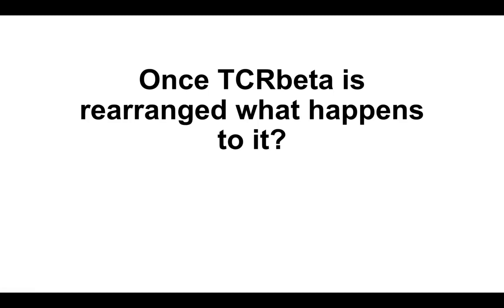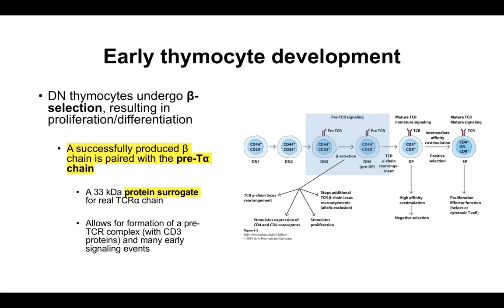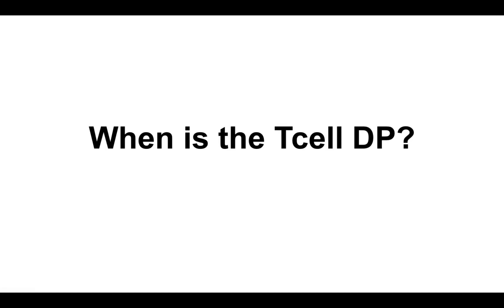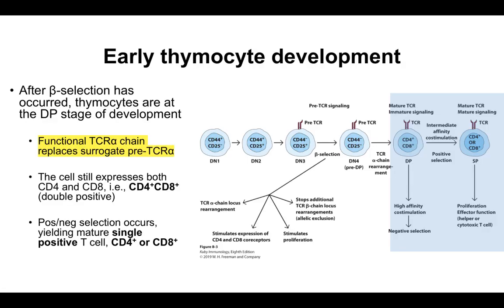Once TCR beta is rearranged, what happens to it? So TCR beta rearrangement occurs first, and when it produces a successful chain, it will go with a pre-T alpha chain, a surrogate protein, to the surface of this T cell, giving you a pre-T cell receptor. When is the T cell double positive? The T cell is double positive not until it has a T cell receptor on its surface. So not the pre-T cell receptor, it's not until it has a TCR on its surface.